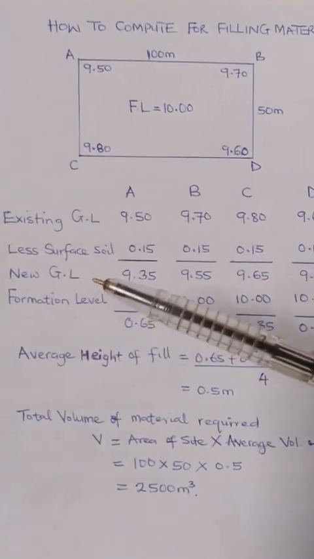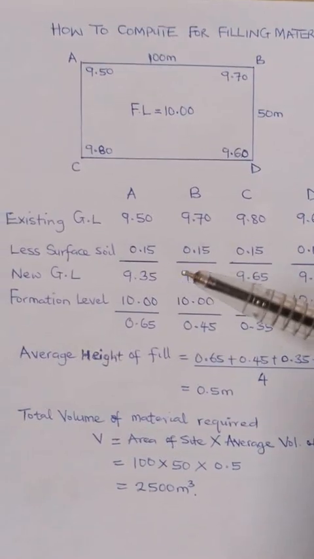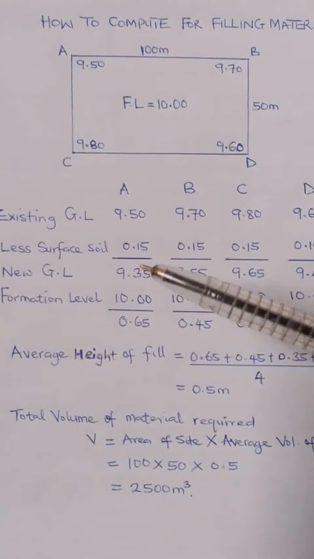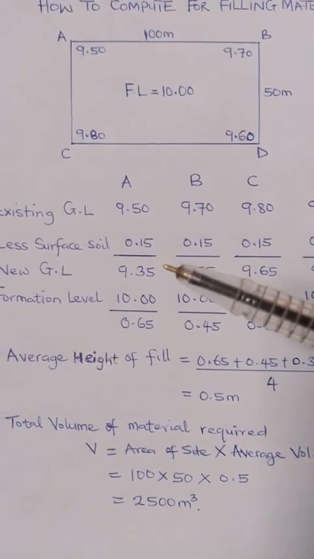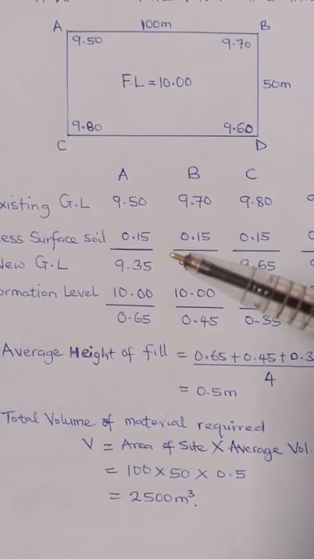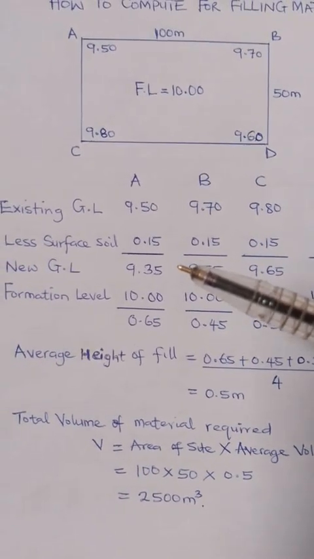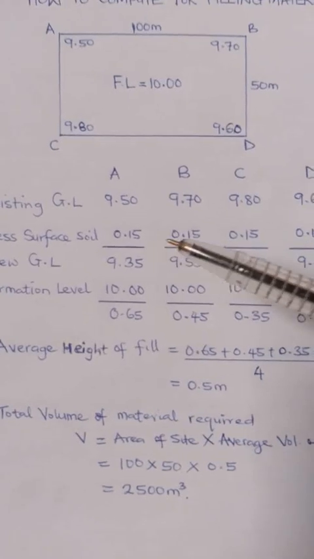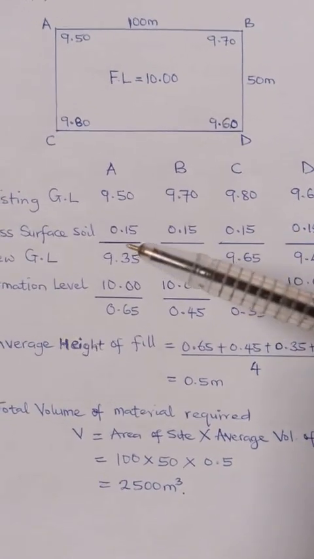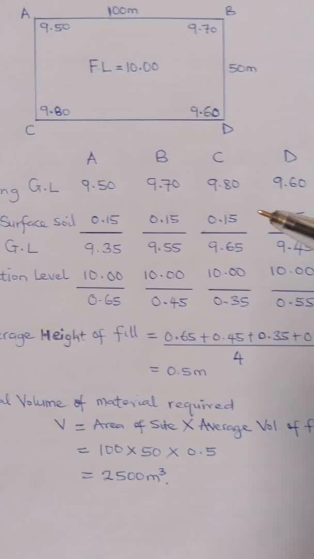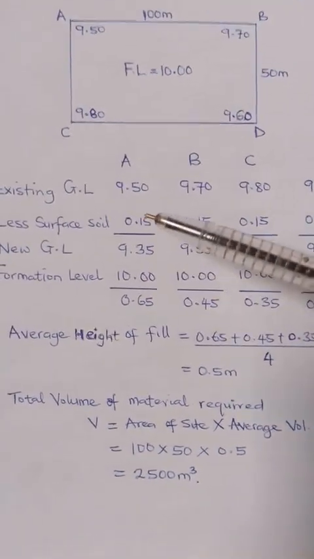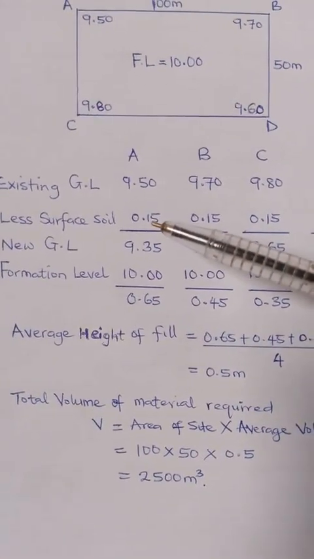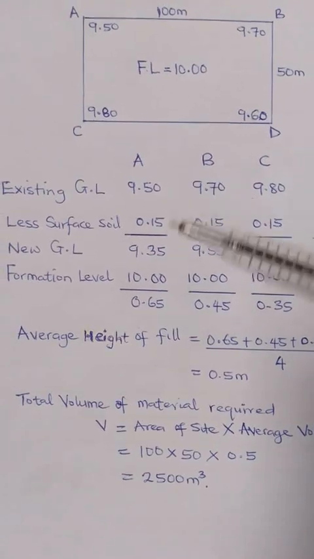Then we'll less our surface soil, which is removal of topsoil. In this case, we are considering 0.15 meters, okay, to be removed. So we have to spread it across the points for A, for B, for C, and for D. Then we have to subtract this surface level from the existing ground level.